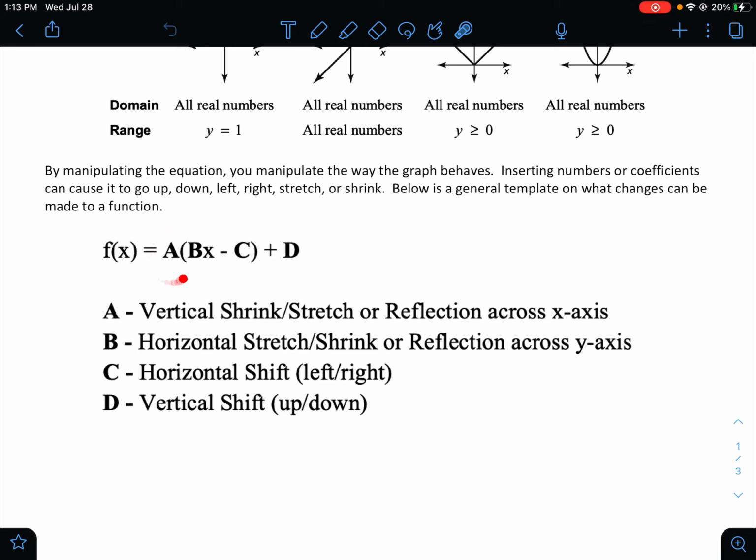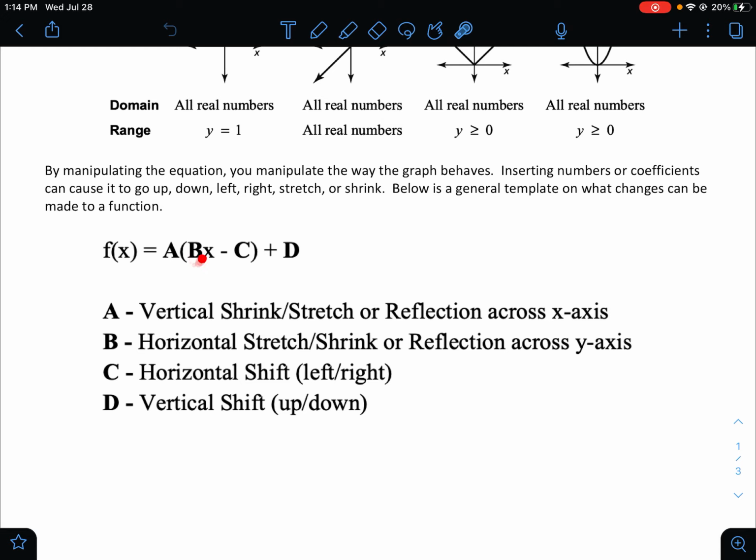Anything that is on the outside here, we refer to as A. What that's going to do is cause a vertical stretch or a vertical shrink. If you think of something being stretched vertically, it's going to get thinner and steeper. If you think of one of those stretch dolls or putty, when you pull it and stretch it, it gets skinnier and also gets steeper, more vertical.